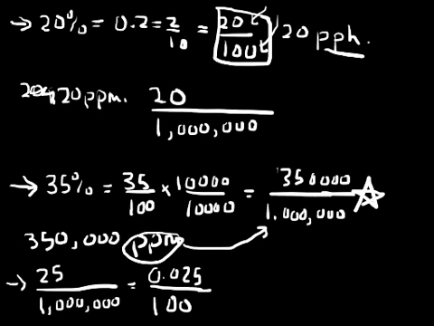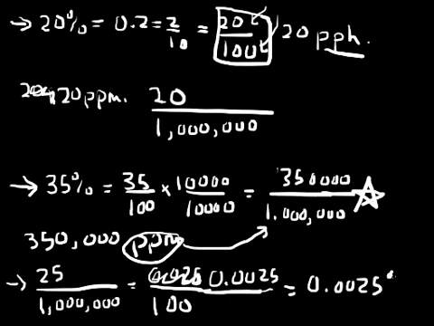If I did this correctly, I believe that should be 0.025. And that would be your percent. So 0.0025%, because that's your parts per 100. 0.0025 parts per 100, because now your denominator is 100.